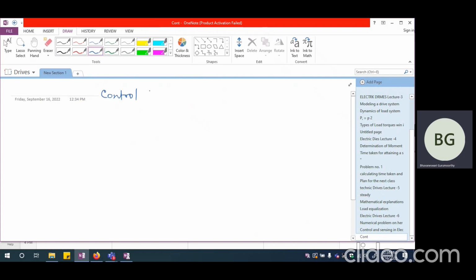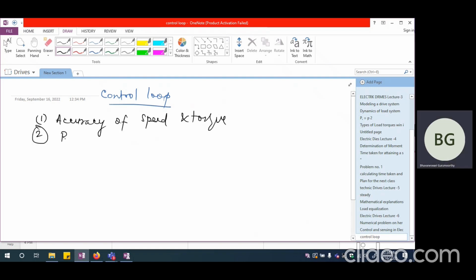So the control loop has to ensure two things. One is accuracy of speed and torque. And the second one is response time. The response time should not be too large. The drive system has to respond accurately within the required duration. That is very important.